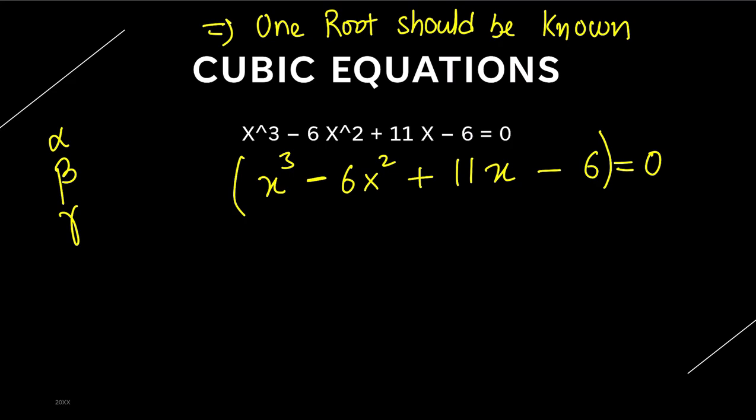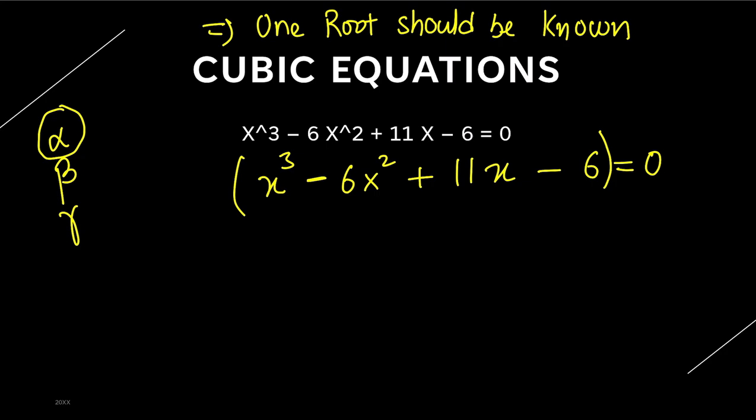But if one of the roots is not known, then you have to use the hit and trial method to find that one root. Suppose one root is known to you, you will be able to find the two other roots. There is a very high chance that the examiner will give you the value of that one root, saying this is the equation and one of the roots is this.